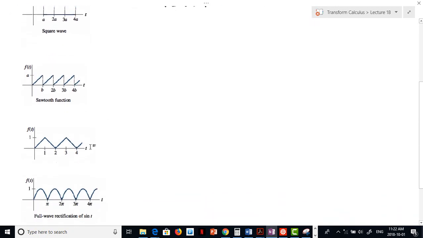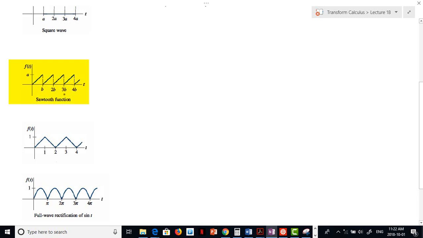Let's go to the next example. In this example, you can see that the function repeats itself after b. So see here, 0 to b, we have a ramp function. After b, it repeats itself. As a result, here period of function is equal to b.